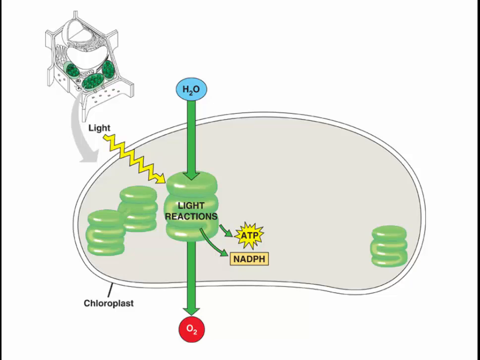So here is just a drawing example of it. So we can look at each of the little chloroplasts here. We see that light enters and hits the chlorophyll. It takes in water, and one of the byproducts is ATP and oxygen.